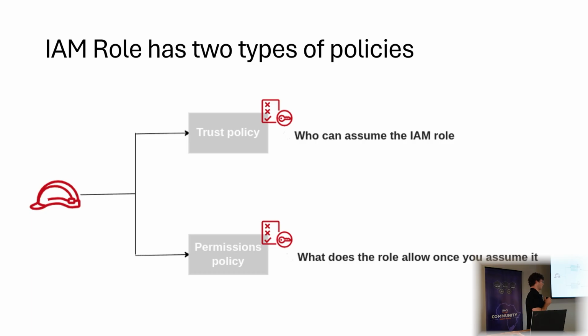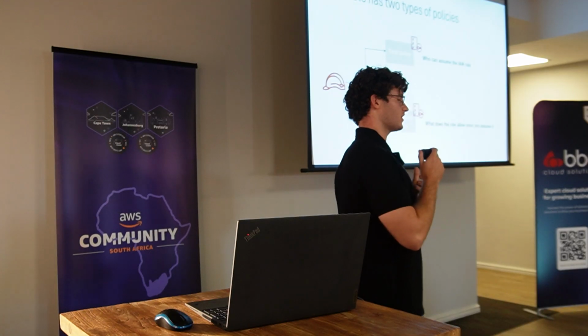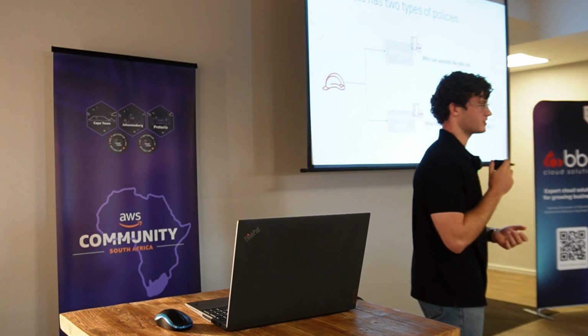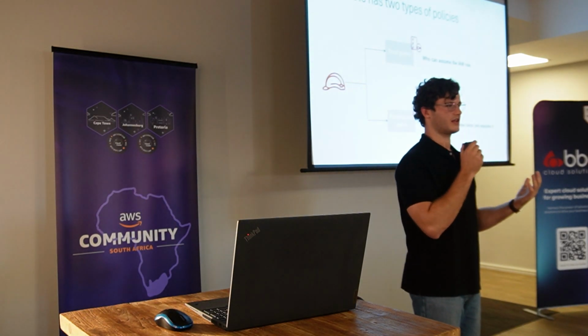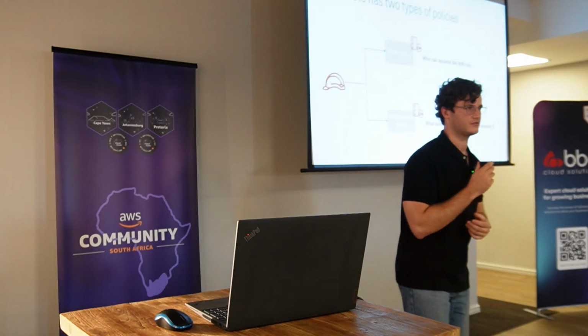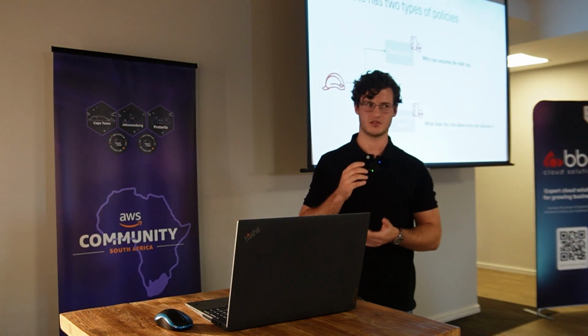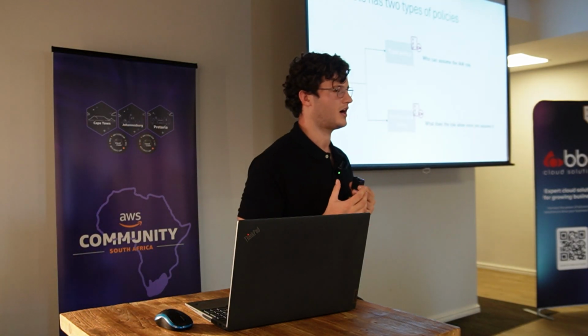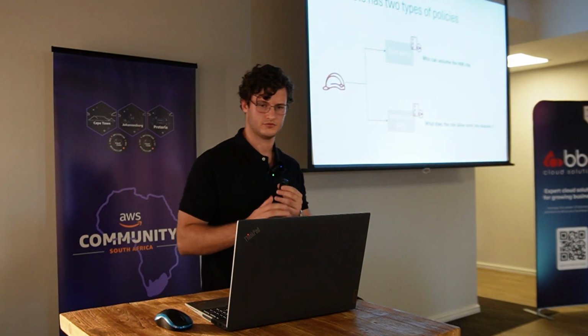So a role, unlike IAM users, has two policies attached. The first being a trust policy, so that's the resource-based policy. That's the policy on the role that says who, what, and how it can be assumed. Then it also has a permissions policy, which is the actual actions that it can do. So those are the two types of policies on a specific IAM role.